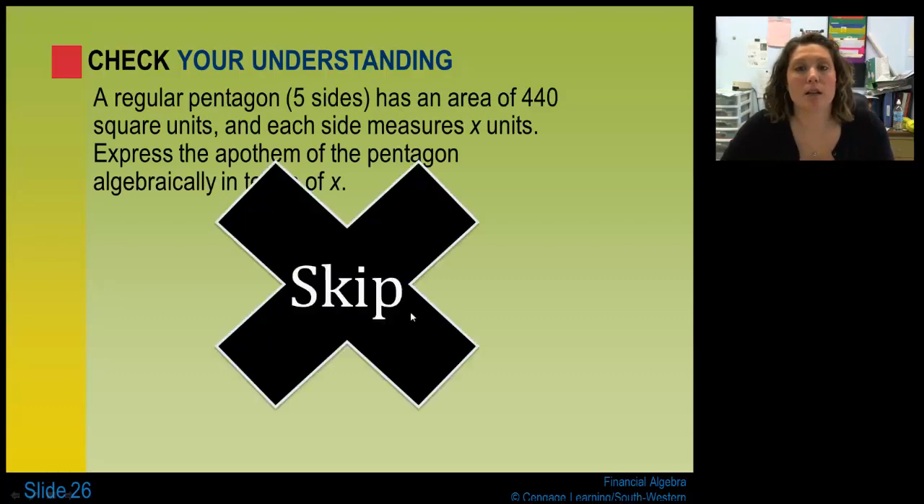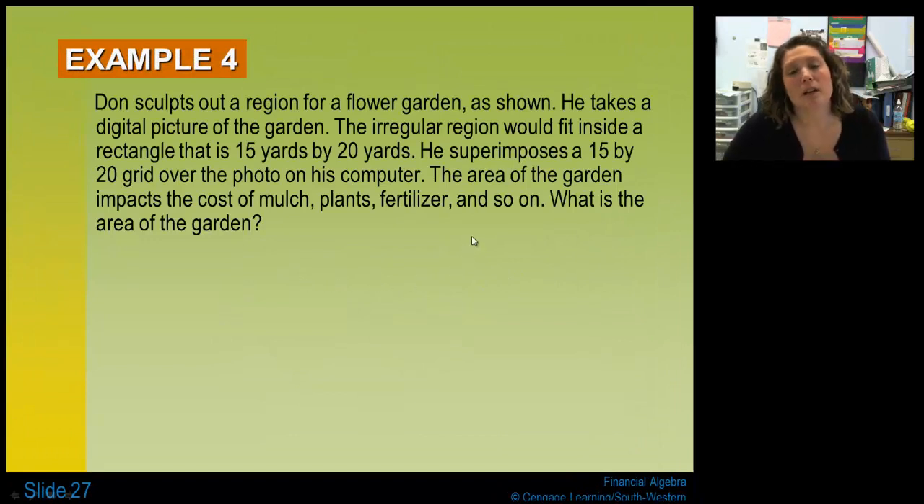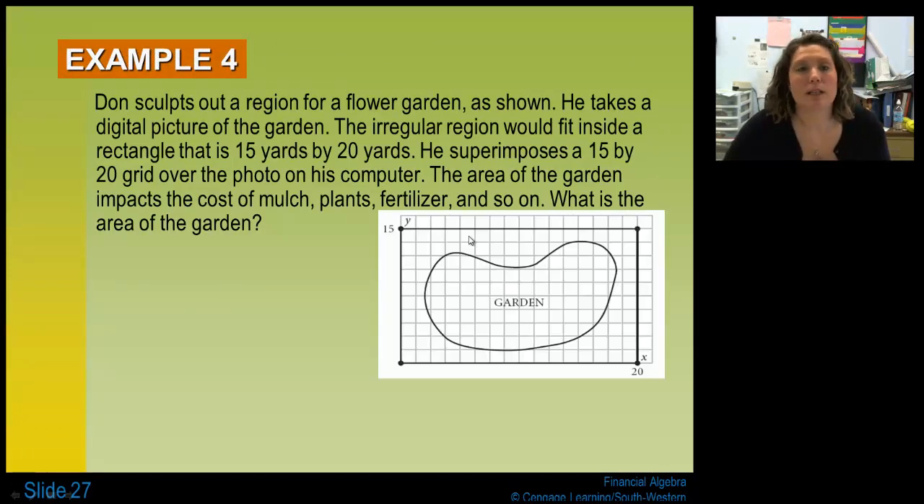Check your understanding. We're going to go ahead and skip this question, so all of these should have skip in your notes. Example 4, Don sculpts out a region for a flower garden as shown. He takes a digital picture of the garden. The irregular polygon would fit inside a rectangle that is 15 by 20 yards.